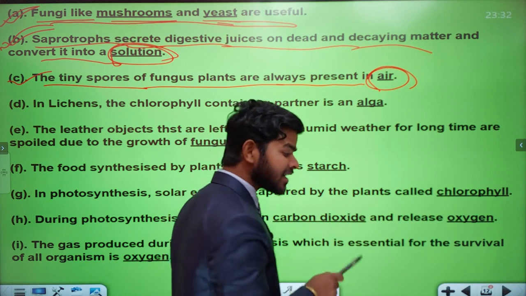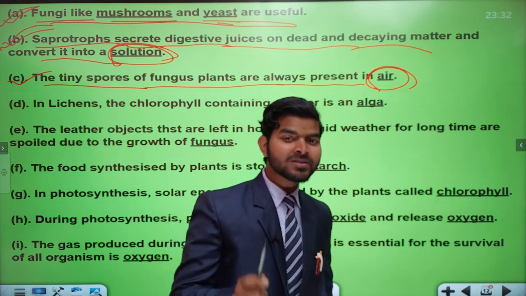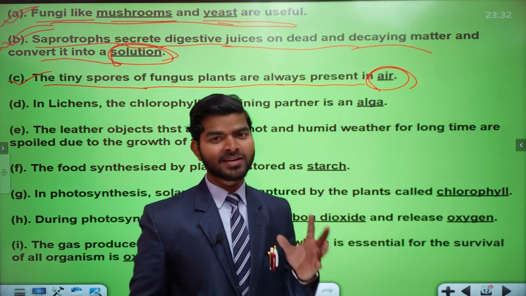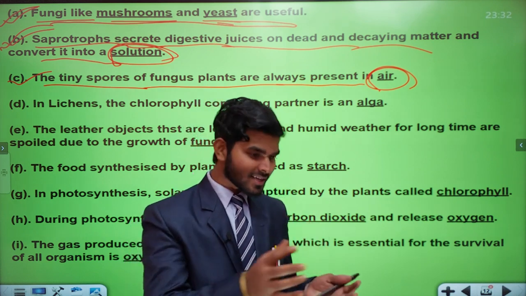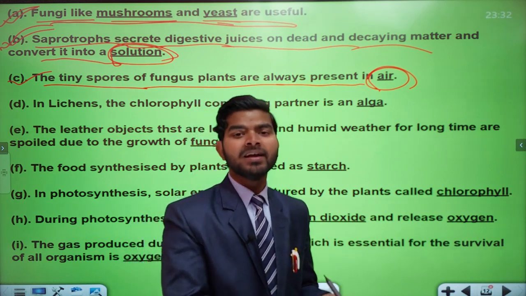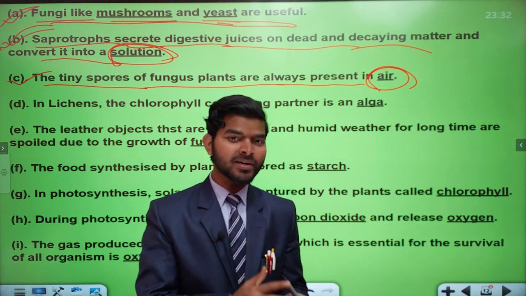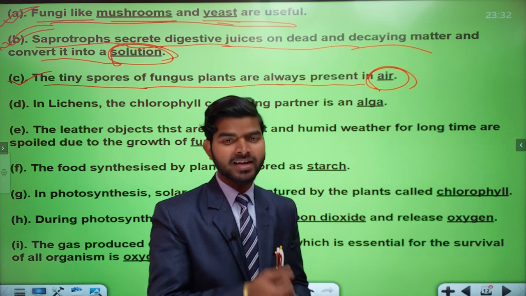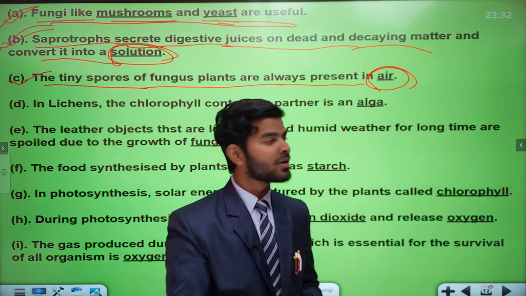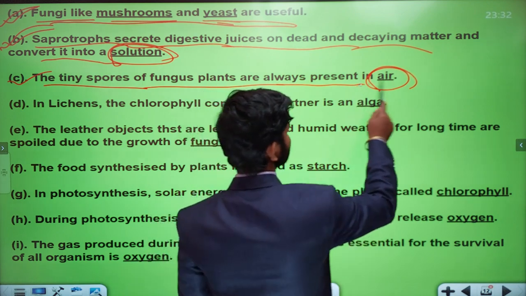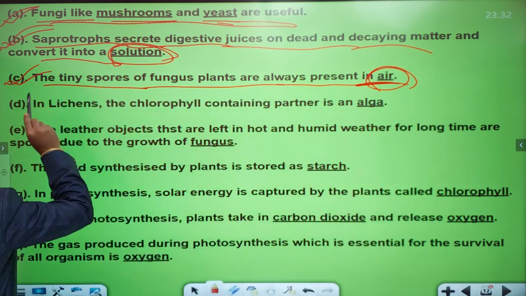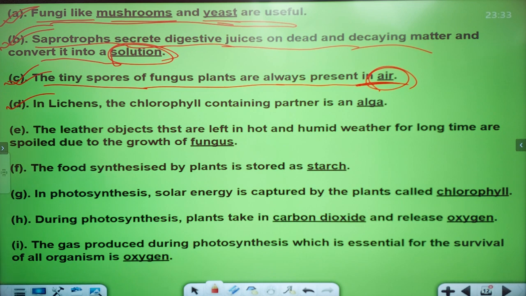Why is it growing on that particular bread piece? Because the spores of fungus are already present in our environment. That's why fungus comes onto that particular bread, and under a favorable environment that fungus can grow over the bread. All right, so this is the correct answer. Question number C is completed. Next, question D. If you want, you can write it.